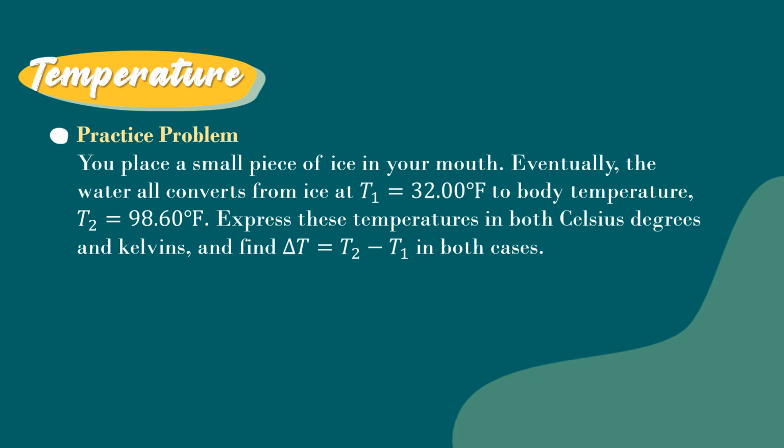Let's try using the formulas in a practice problem. You place a small piece of ice in your mouth. Eventually, the water all converts from ice at T sub 1 is equal to 32 degrees Fahrenheit to body temperature. Let's take note of the body temperature, T sub 2 is equal to 98.60 degrees Fahrenheit. Express these temperatures in both Celsius degrees and kelvins and find the difference in temperature, or delta T is equal to T sub 2 minus T sub 1, in both cases.